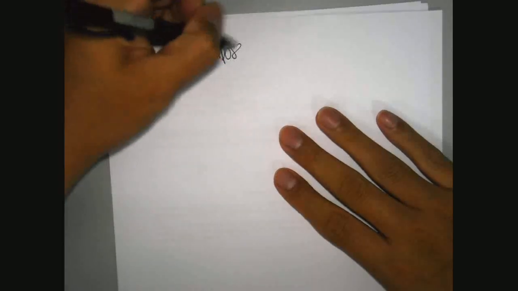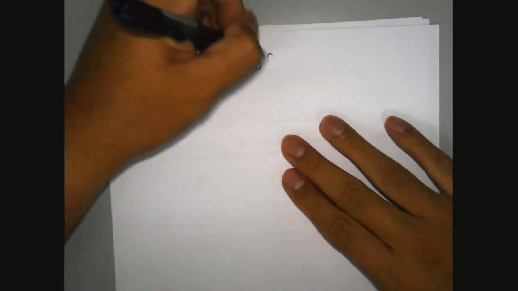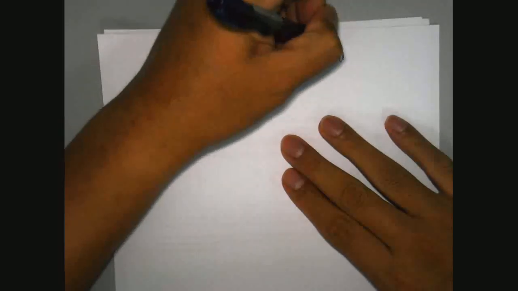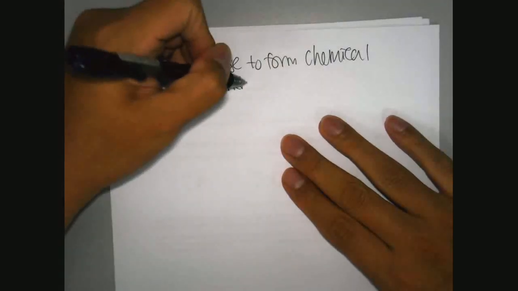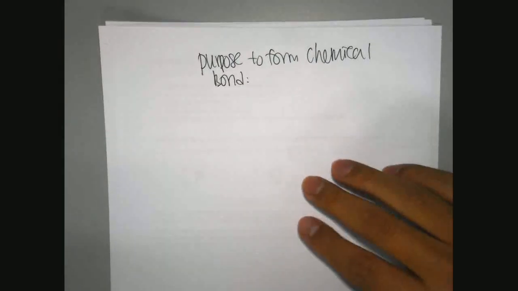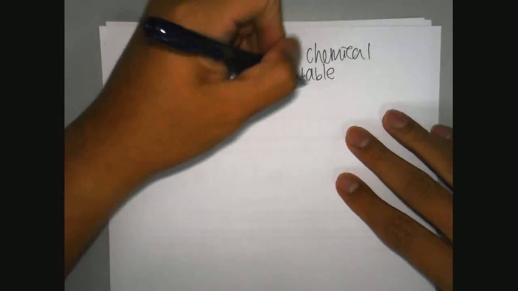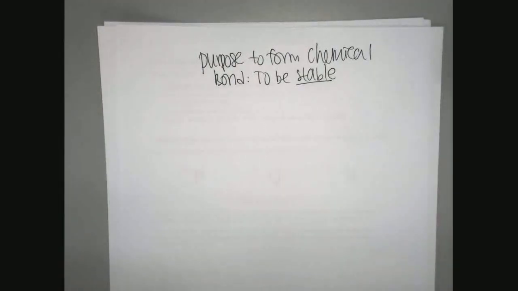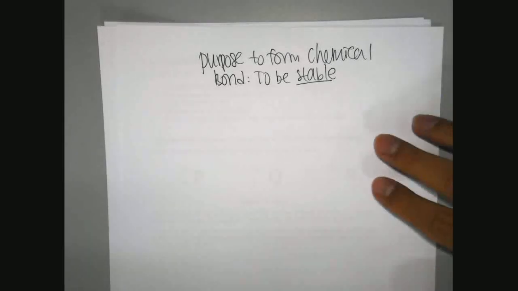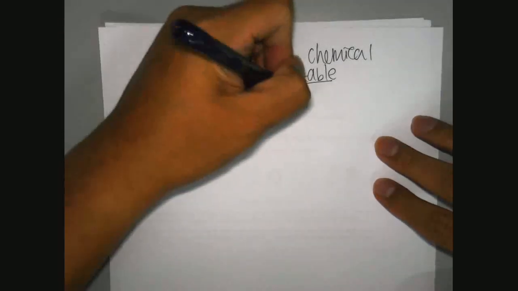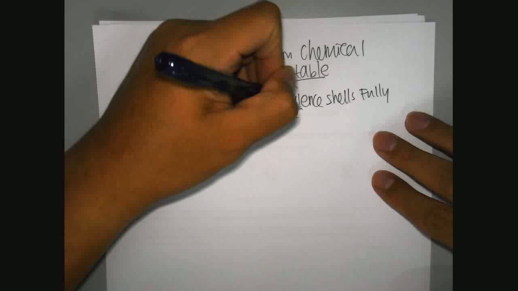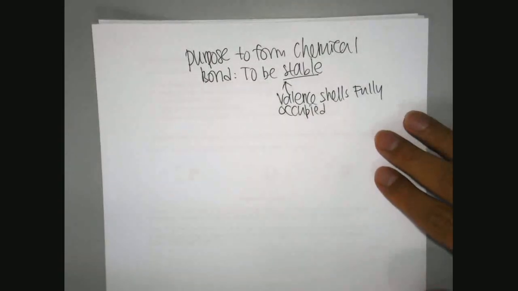First of all, we have to understand what is the purpose of forming a chemical bond. So why do we need to form a chemical bond? There is always a reason behind. All the chemical substances, all the chemical elements, form a chemical bond because they want to be stable. So we must know what stable means from the standpoint of chemistry. In chemistry, stable means that the valence shell has already been fully occupied.